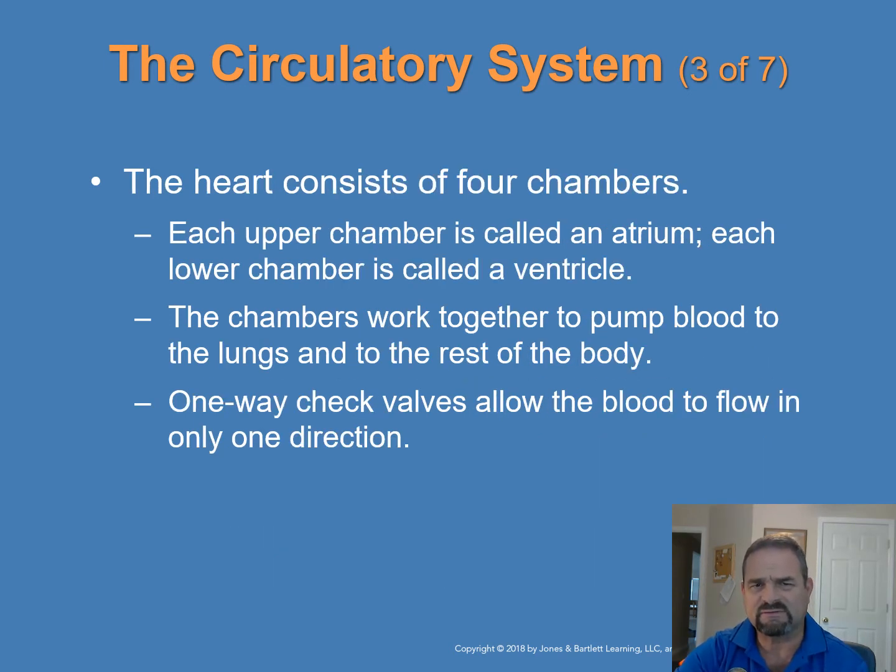The heart consists of 4 chambers. Each upper chamber is called an atrium, and each lower chamber is called a ventricle. So you have 2 atriums and 2 ventricles. The chambers work together to pump blood through the lungs and the rest of the body. One-way check valves allow the blood to flow in only one direction. They work independently from each other.